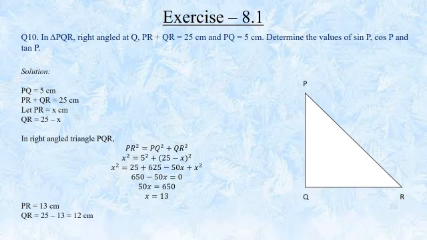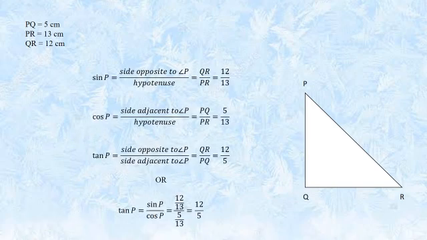X is PR for us. So PR is 13 centimeter. QR is 25 minus x, which is 25 minus 13. So 12 centimeter. Now that we have got all the three sides, we can solve the trigonometric ratio. Sin P is side opposite to angle P by hypotenuse, which is QR by PR, 12 by 13. Cos P is side adjacent to angle P by hypotenuse, PQ by PR, 5 by 13.